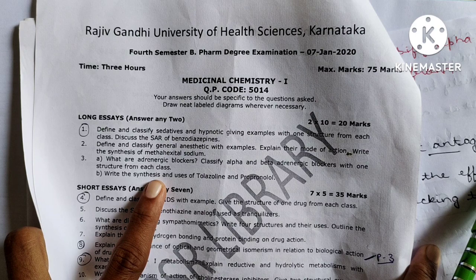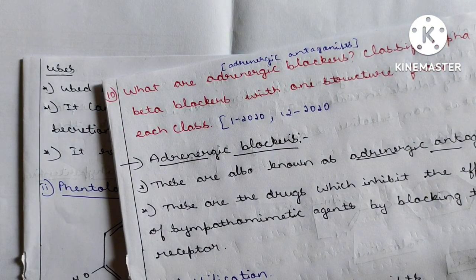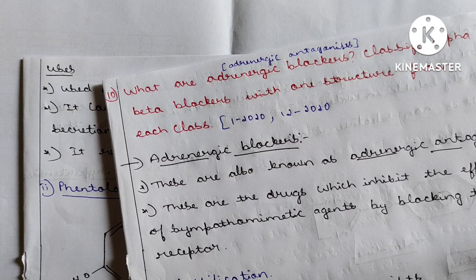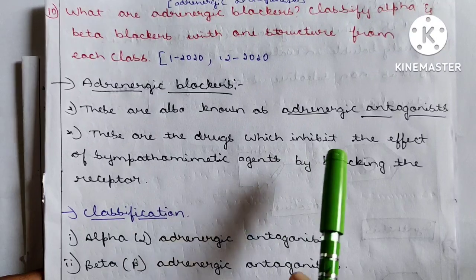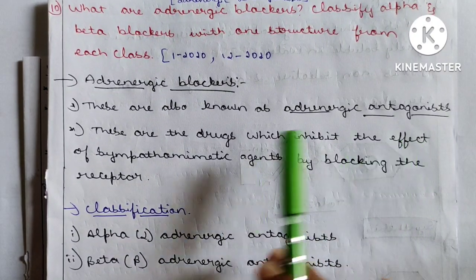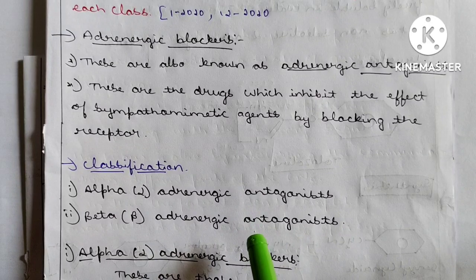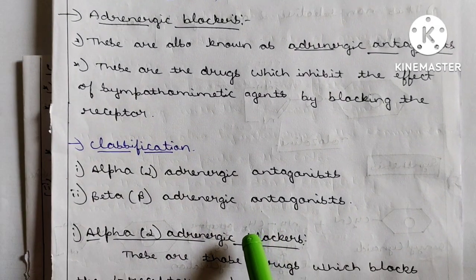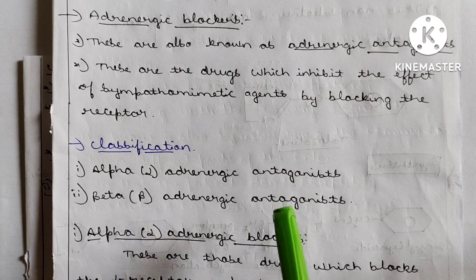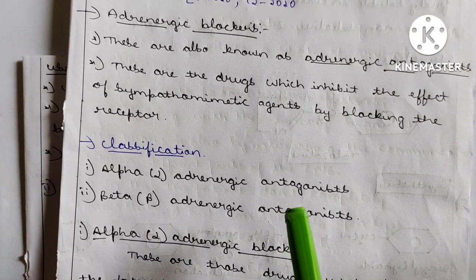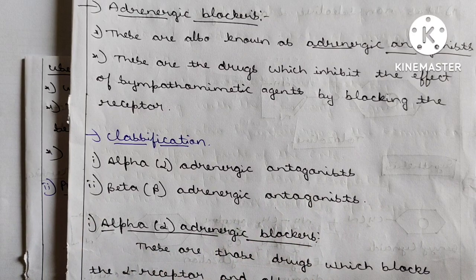Blockers and antagonists are the same, meaning we are blocking the action of these adrenergics, mainly the action of epinephrine and norepinephrine from the adrenal glands. See, they are also known as adrenergic antagonists. Anta means opposite. They are the drugs which inhibit the effect of sympathomimetic agents by blocking the receptor. They will stop the action of the sympathomimetic agent groups. Now let's discuss the classification.